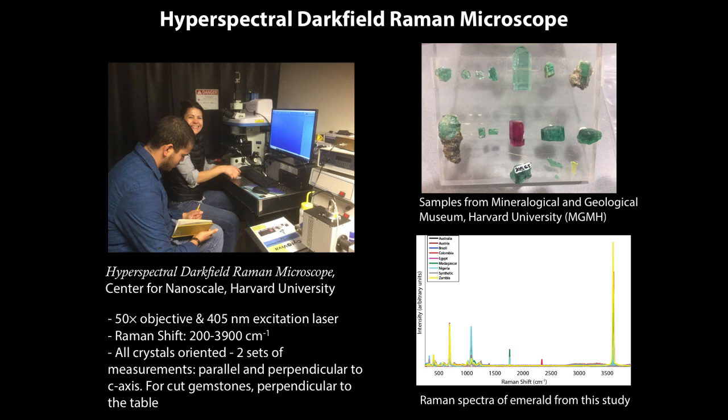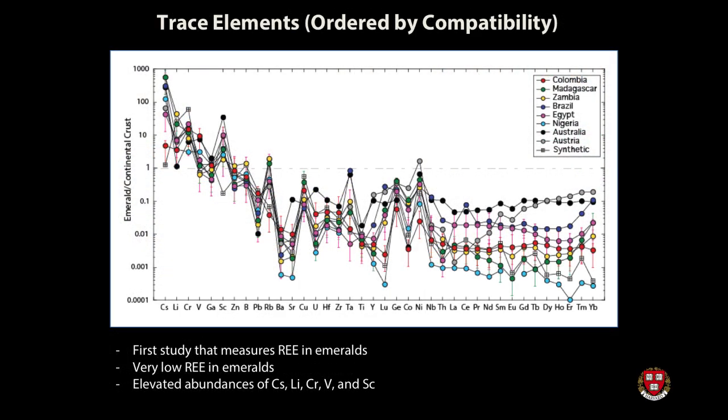Now, going straight into the data and looking at the trace elements. This is a very busy plot with a lot of information, and I'm going to break it down into a few parts and walk you through. But the first observation is that we order the elements based on relative compatibility. So the ones above the line number 1 are more compatible in the emerald. The emerald likes those elements.